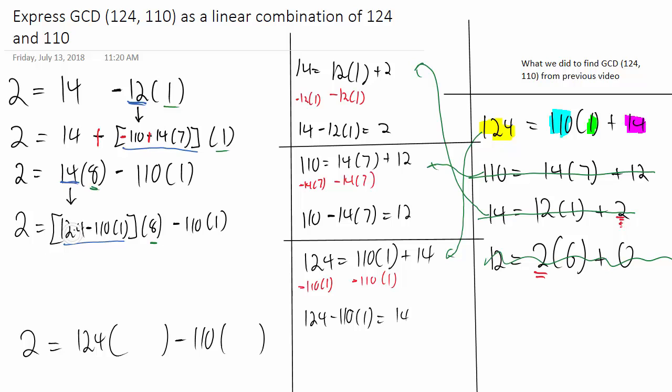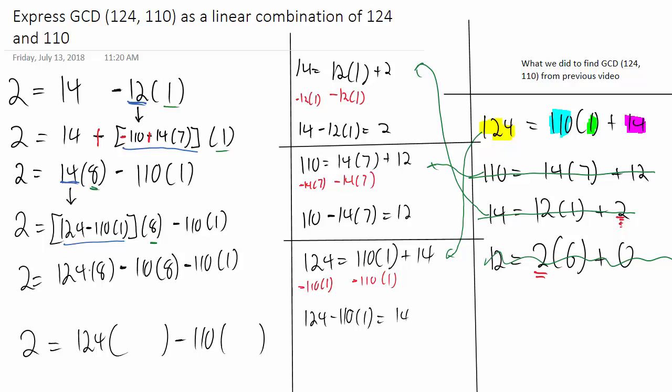Now here's the thing, there's only the 124 here, but we got to distribute this 8 to both terms. So I should distribute the 8 like that to both the 110 times 1. That's all one term because they're connected by multiplication. And then there's 124 times 8. So 2 is equal to 124 times 8 minus 110 times 8 times 1 is 8, minus another 110 times 1.